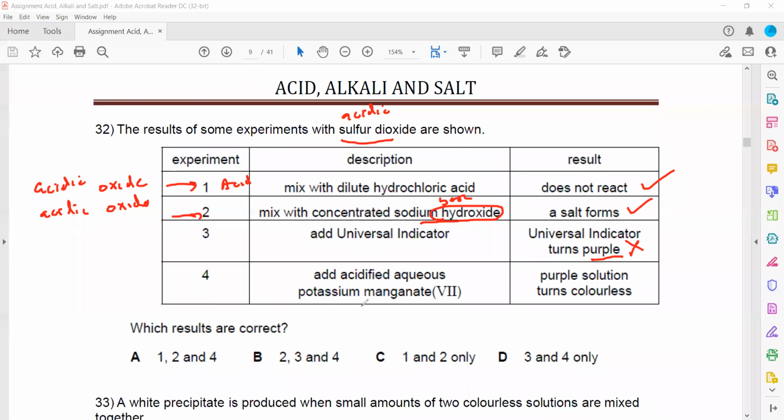And the last one, acidified potassium manganate, this is actually a test for sulfur dioxide. As yesterday I showed you how the purple potassium manganate changes to colorless by the presence of sulfur dioxide. So A is the right answer. So 1, 2 and 4 are the right results.